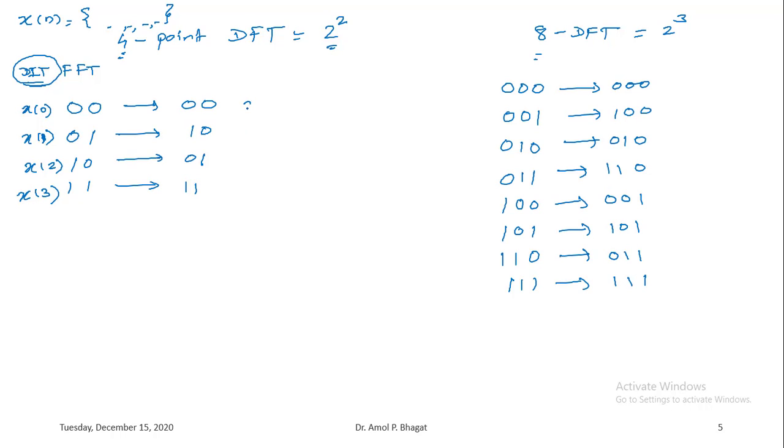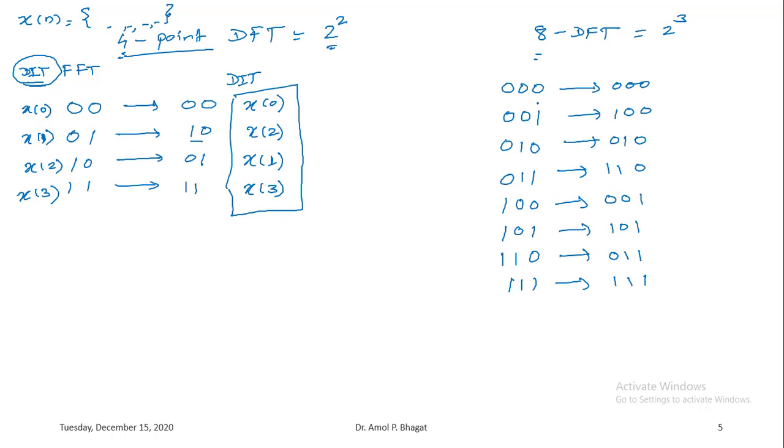So the first sample that will be applied is x of 0. This 10 is nothing but 2, so it will be x of 2. 01 is 1 and 11 is 3. So this will be given in this order if it is DIT FFT. Okay, so it is for DIT, decimation in time, right? Similarly, you can see this is in case of 4-point DFT.